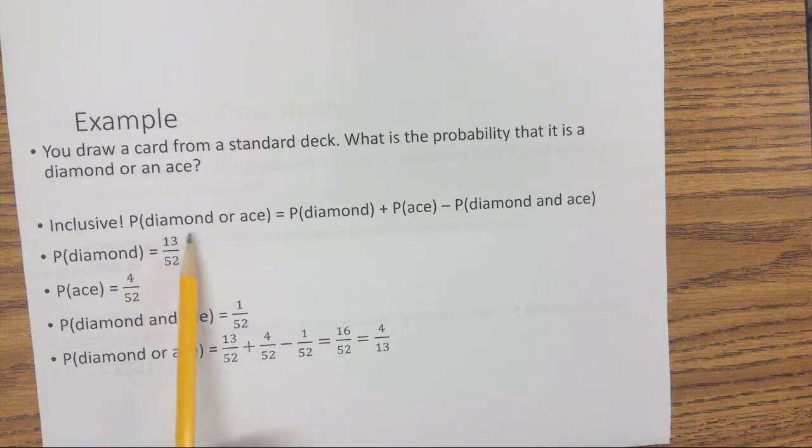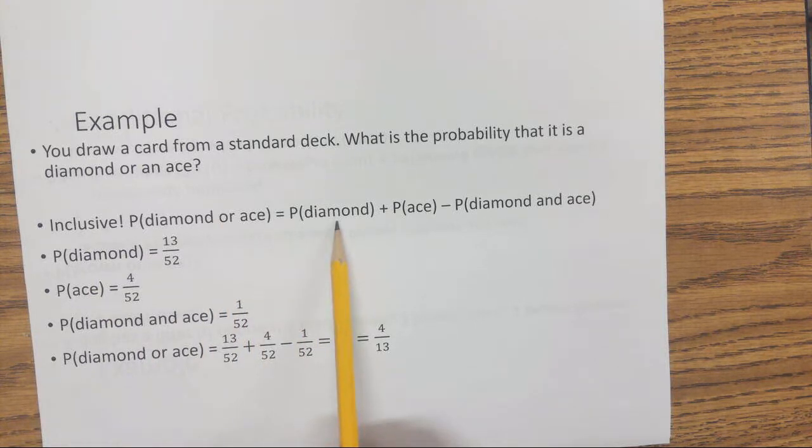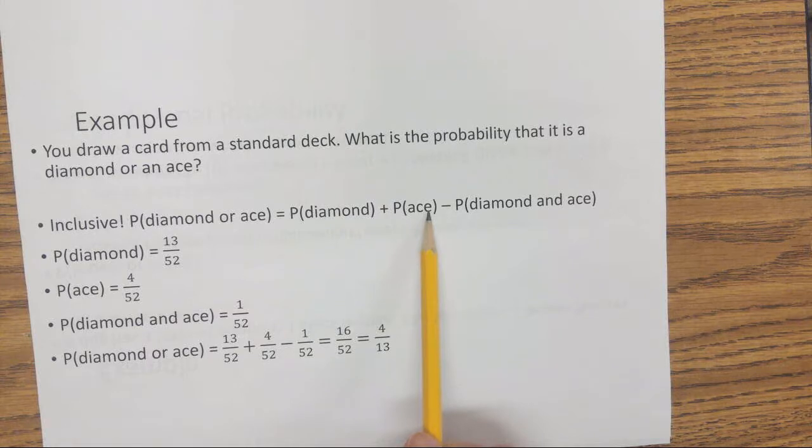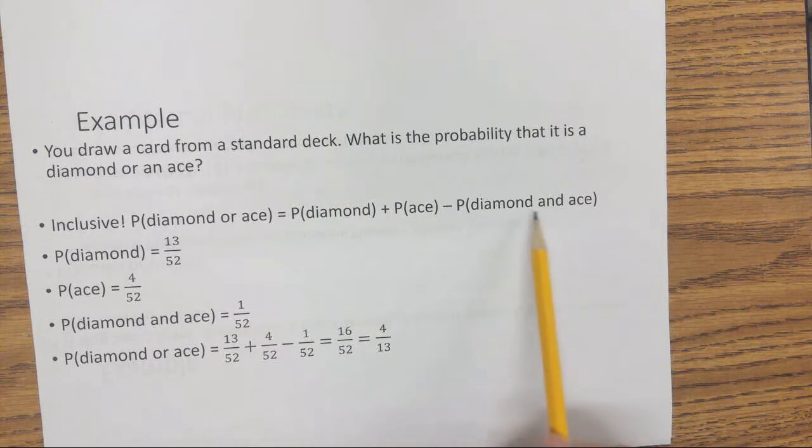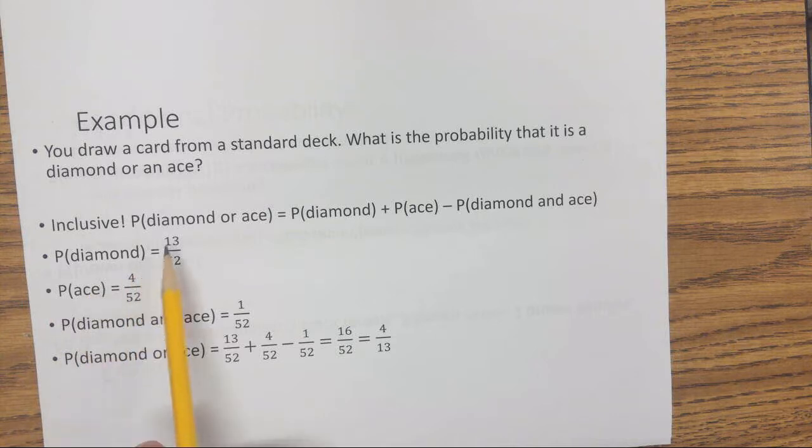So my probability is going to be written that way. So my probability that it's a diamond plus the probability that it's an ace minus the probability that it's a diamond and an ace. Okay, so the probability that it's a diamond is 13 over 52. We've talked about that before. There's 13 diamonds in a deck, and there's 52 cards in the deck, so the probability of drawing a diamond is 13 out of 52.